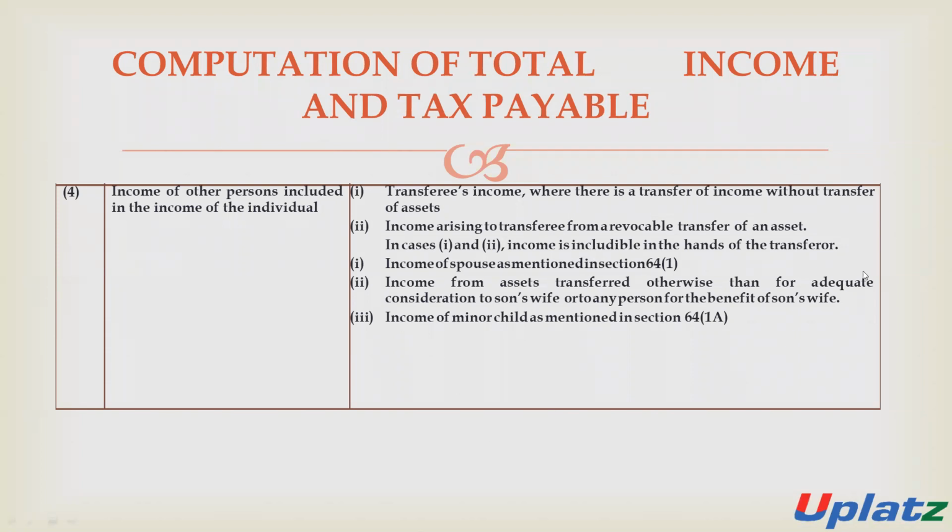Income from asset transfer otherwise than for adequate consideration to son's wife or any other person for the benefit of son's wife: when any person transfers any asset to another person without consideration or for less than adequate consideration, for the benefit of son's wife, then the income from such asset will be taxable in the hands of the transferor. It will not be taxable in the hands of son's wife. It will be taxable in the hands of the transferor.